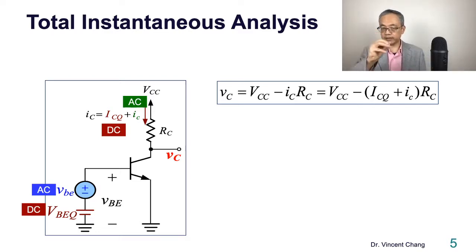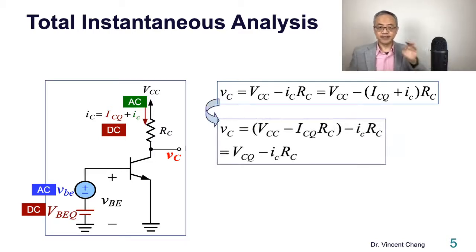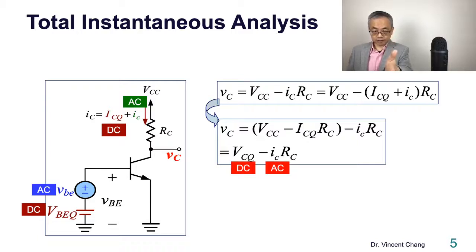So make sure you have clear writing. Lowercase v, capital V, and the subscript also has a differentiation between lowercase and capital. The first term is the DC. The second term is the AC. I am just trying to separate the time-independent part and the time-dependent part.